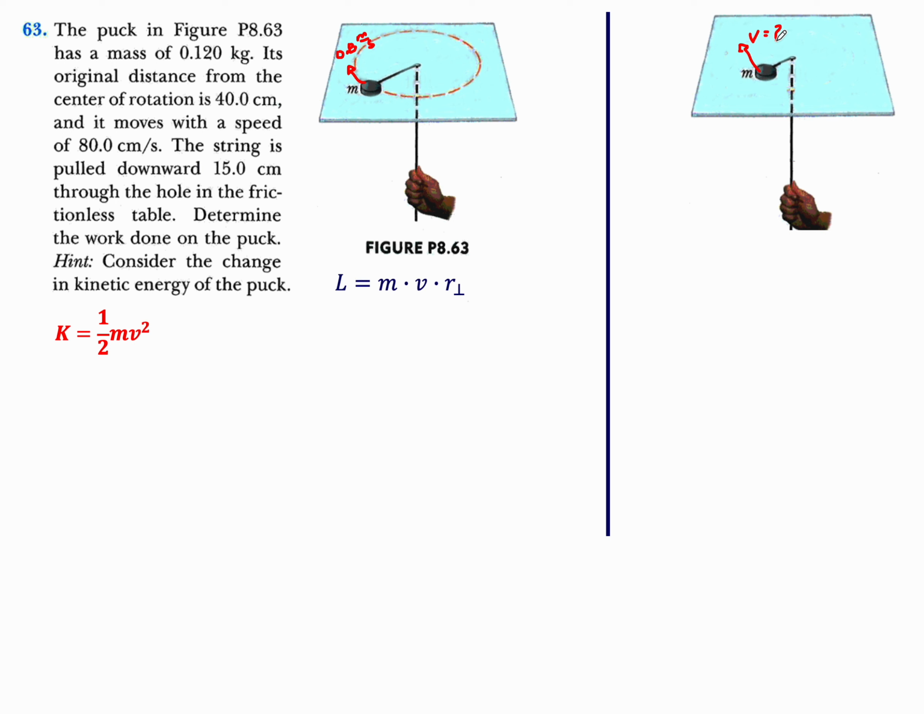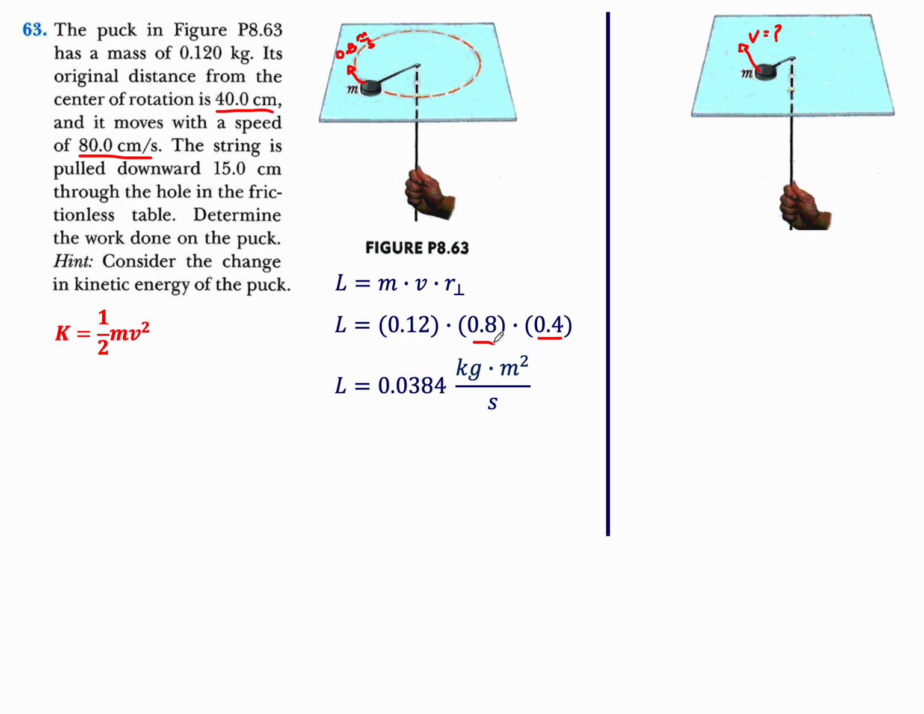Angular momentum, remember, the special case for just a single point moving is just mvr. We can actually figure out the angular momentum beforehand. I'm converting, by the way, the 80 centimeters per second into meters per second because we have to eventually work here in joules. And I'm converting the radius from 40 centimeters to 0.4 meters. So those are our two numbers here. We can figure out the angular momentum beforehand is this number.